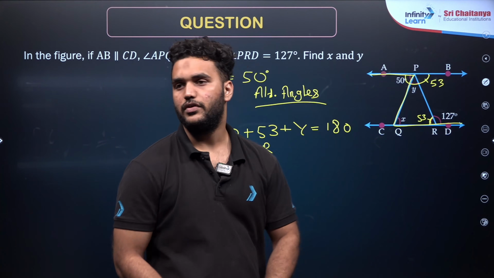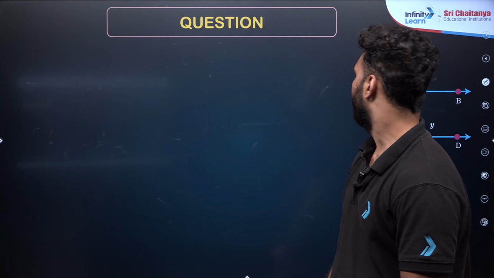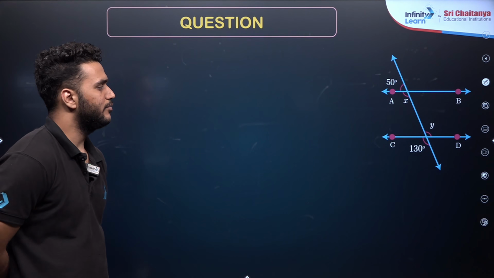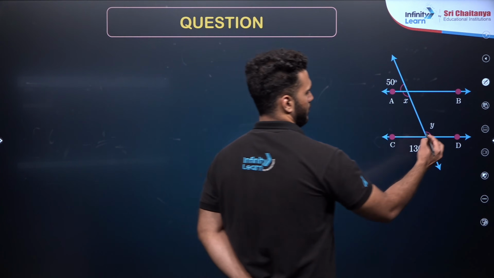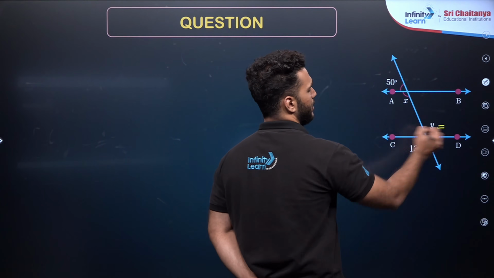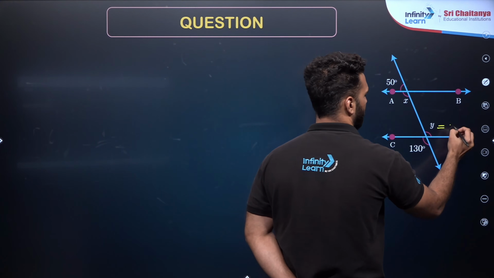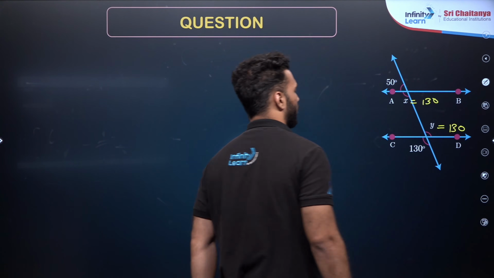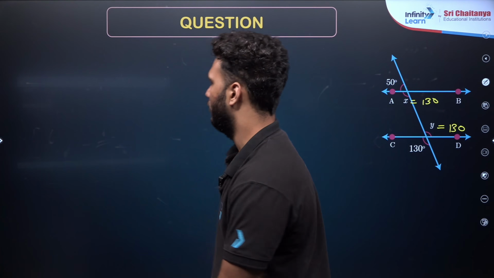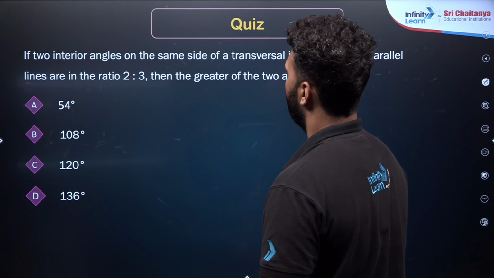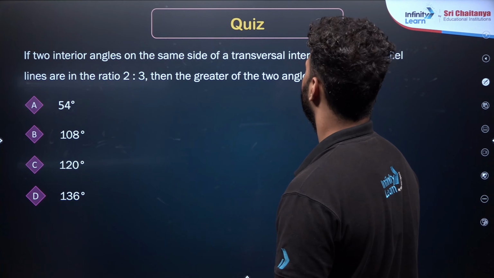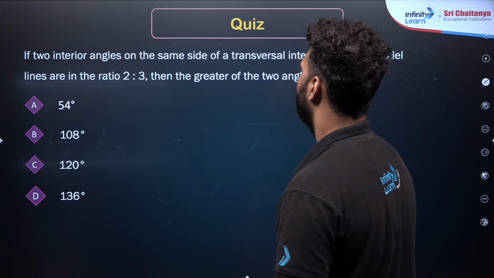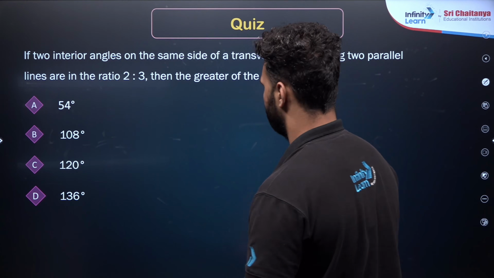Okay, so we have completed all the topics, and here I'm leaving some questions for you. See, the answer is so simple. The lines are parallel, vertical opposite angle 130, alternate angle 130, value of x and y both are 130. Solve. Okay, if two interior angles on the same side of a transversal intersecting two parallel lines are in the ratio of 2 and 3, then the greater of the angle is.